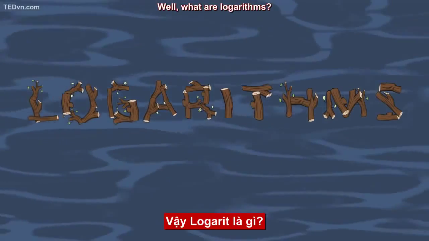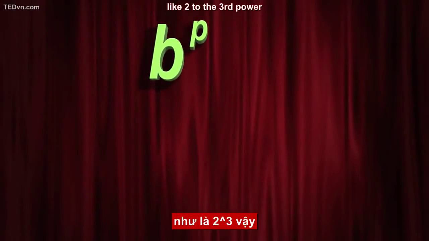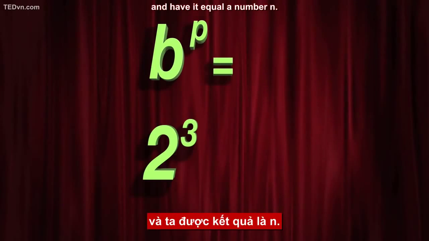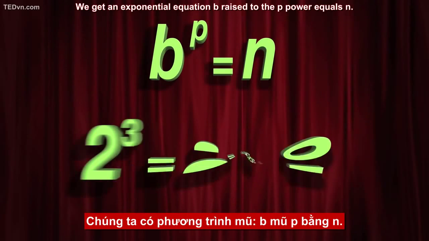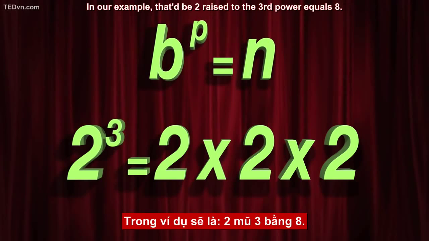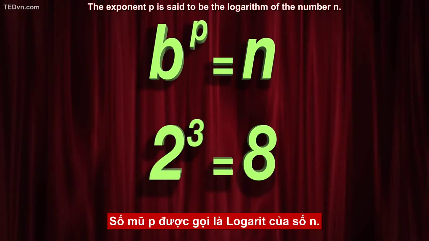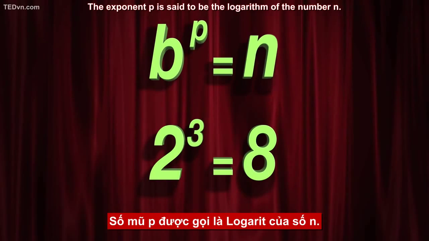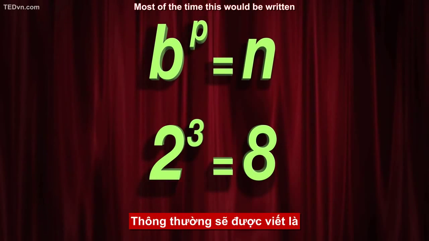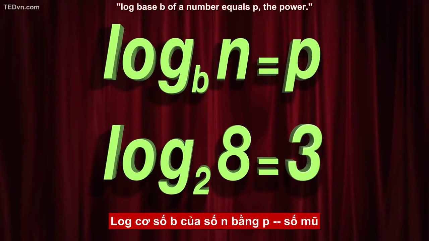Well, what are logarithms? Let's take the base number b and raise it to a power p, like 2 to the third power, and have it equal a number n. We get an exponential equation, b raised to the p power equals n. In our example, that'd be 2 raised to the third power equals 8. The exponent p is said to be the logarithm of the number n. Most of the time, this will be written log base b of the number n equals p, the power.